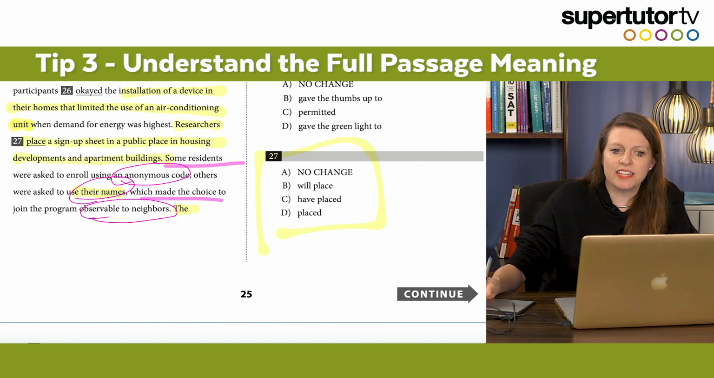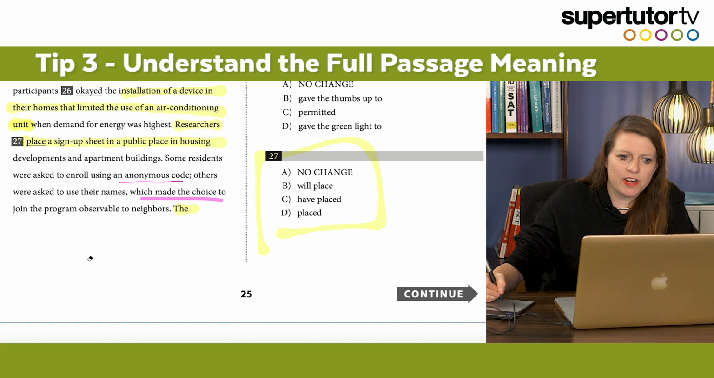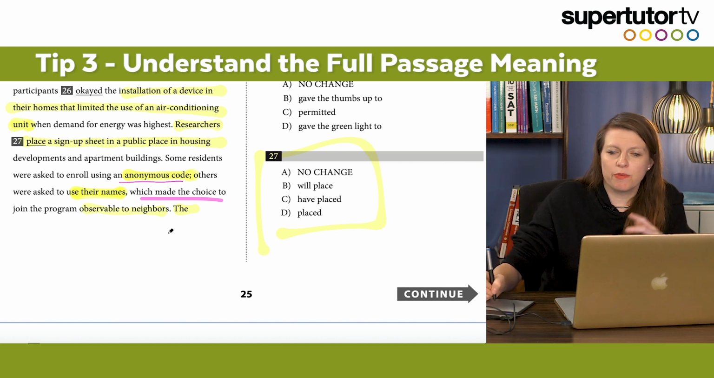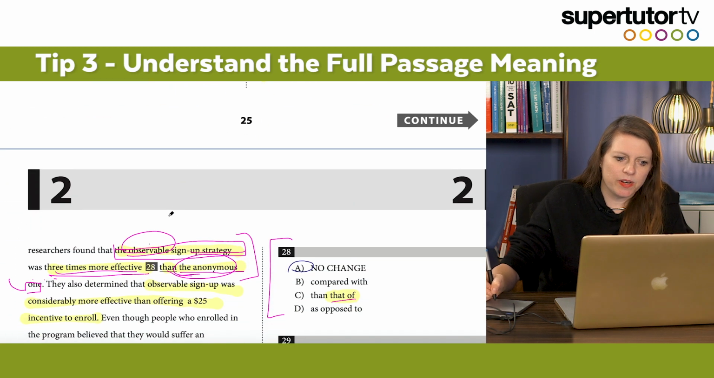And they wanted to see who signs up for this. They want to see if we give people an anonymous code to sign up, versus their names, what's the more popular way to sign up? Do people want to be anonymous or do they want to use their names? When they use their names, it makes it observable to neighbors. So the researchers postulated that if they're using their names, then we're going to get more people to sign up if they like to be observable, whereas the opposite would otherwise be true.